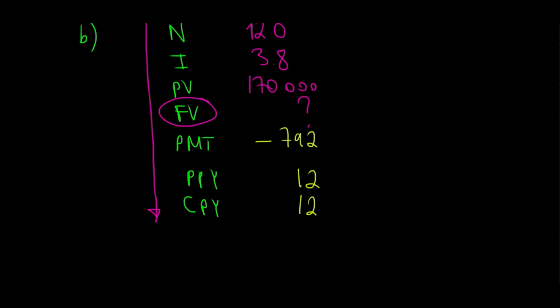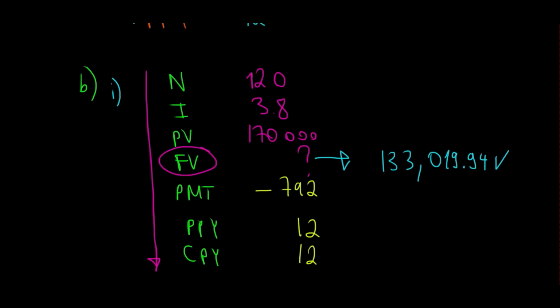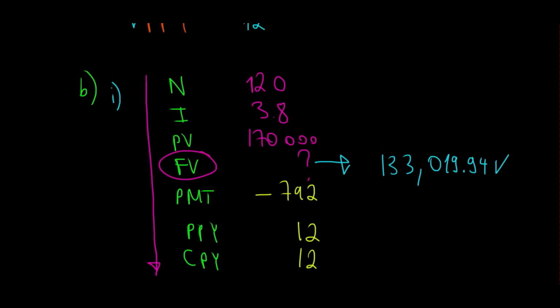and you go to your calculator for the future value, you click on it, and it's gonna give you the answer. The answer is 133,019.94 Australian dollars. That's the answer for part B, I. This was the first part of B. So after 10 years, this is how much money you're still owing to the bank.